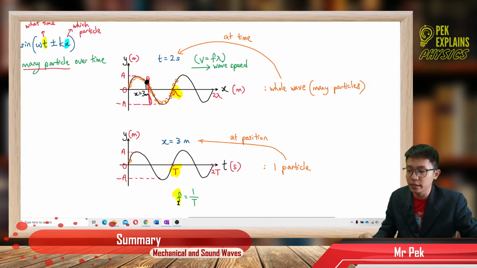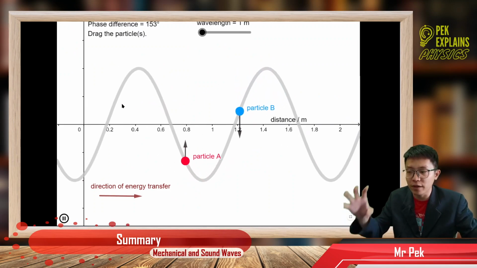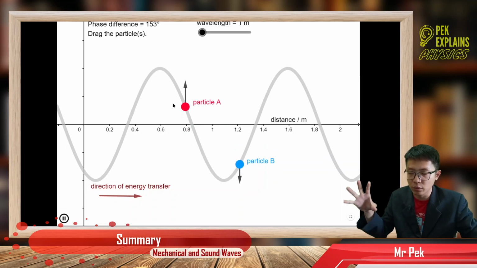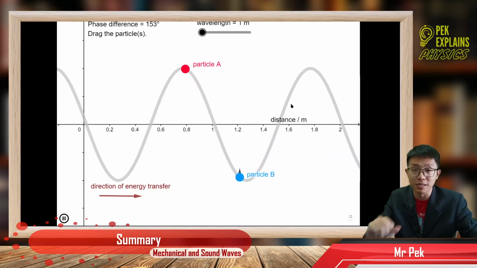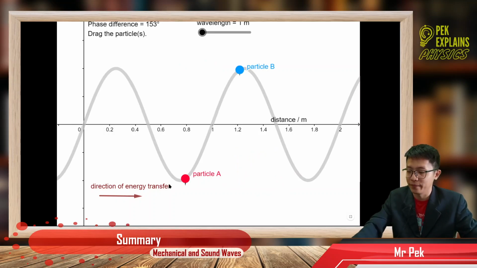From frequency multiplied by lambda, you get the wave speed. You use the lambda here, and the frequency from the period: f multiplied by lambda gives the wave speed. That means you can get how fast the wave propagates to the right or to the left, like this one. The whole wave moves to the right. That is the wave speed: v equals f lambda.